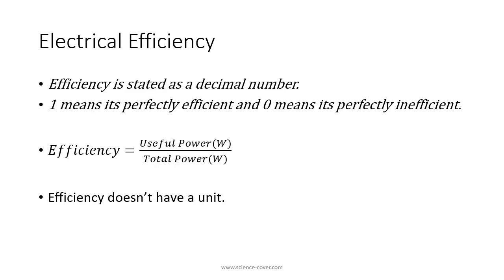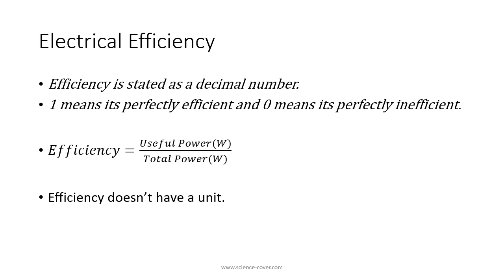Efficiency is usually stated as a decimal number. This means that 1 would be a perfectly efficient device, something that uses all of the energy going into it for what it was supposed to use it for, and 0 would be perfectly inefficient, so all of the energy goes into it and none of it gets used for what it's supposed to be used for.